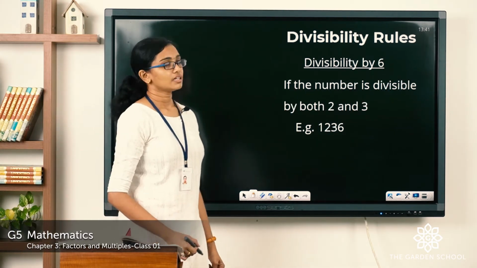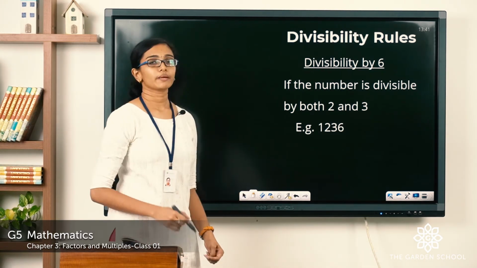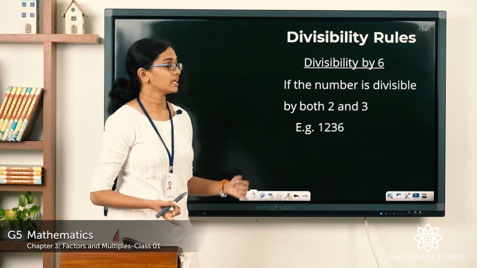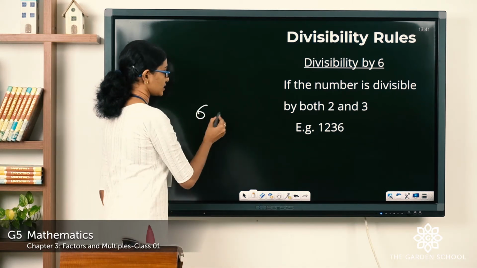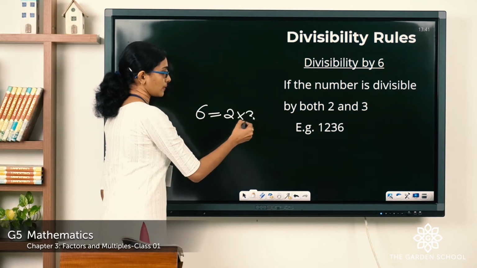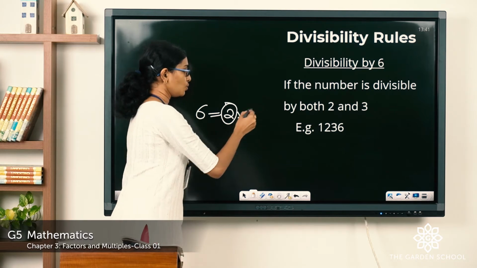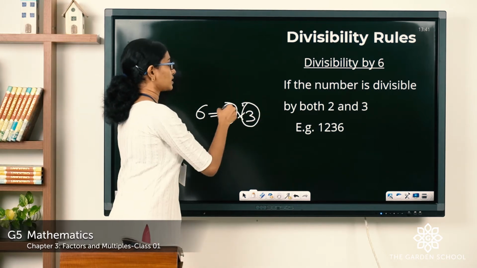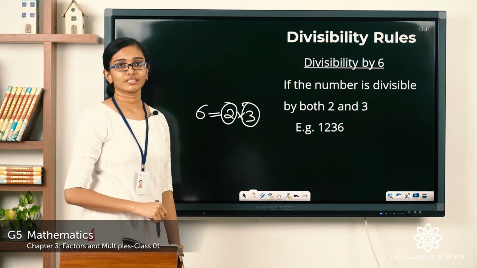Now, let's see the divisibility by 6. If the number is divisible by both 2 and 3, the given number will also be divisible by 6. We know 6 is equal to 2 into 3, right? So, if the given number is divisible by both 2 as well as 3, then it will be divisible by the number 6 as well.